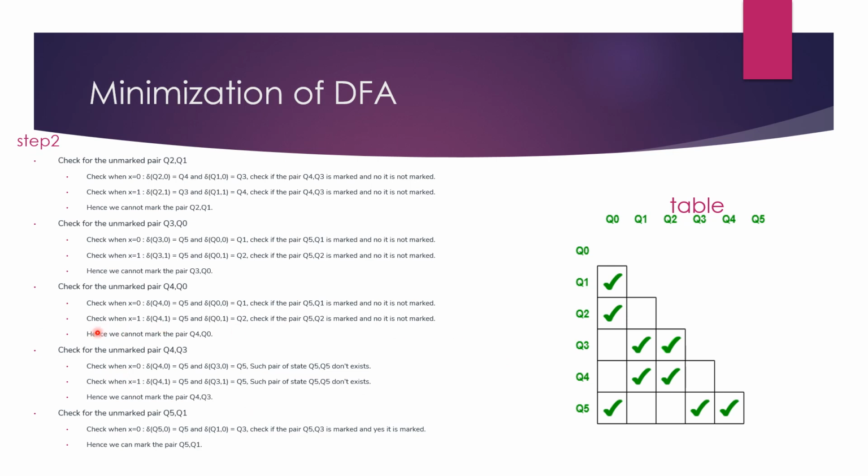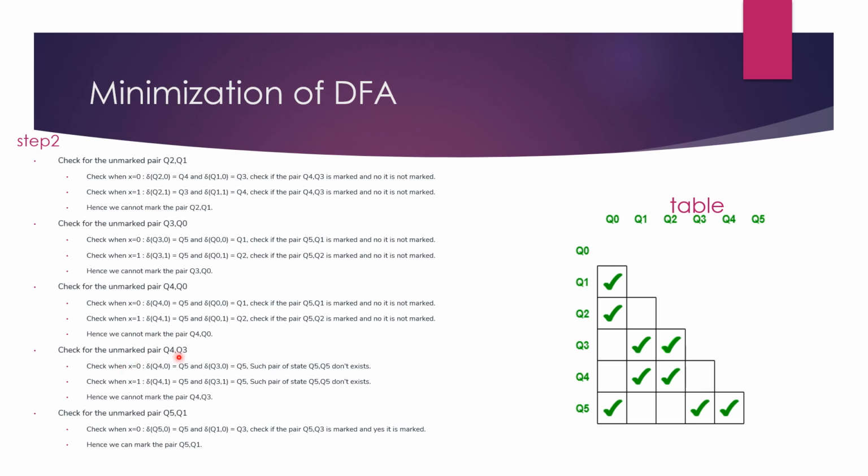So we will go to input symbol 1. Q4 on 1 goes to Q5, Q0 on 1 goes to Q2. Check the pair Q5 and Q2. No, it is not marked. So hence we cannot mark the pair Q4 and Q0.